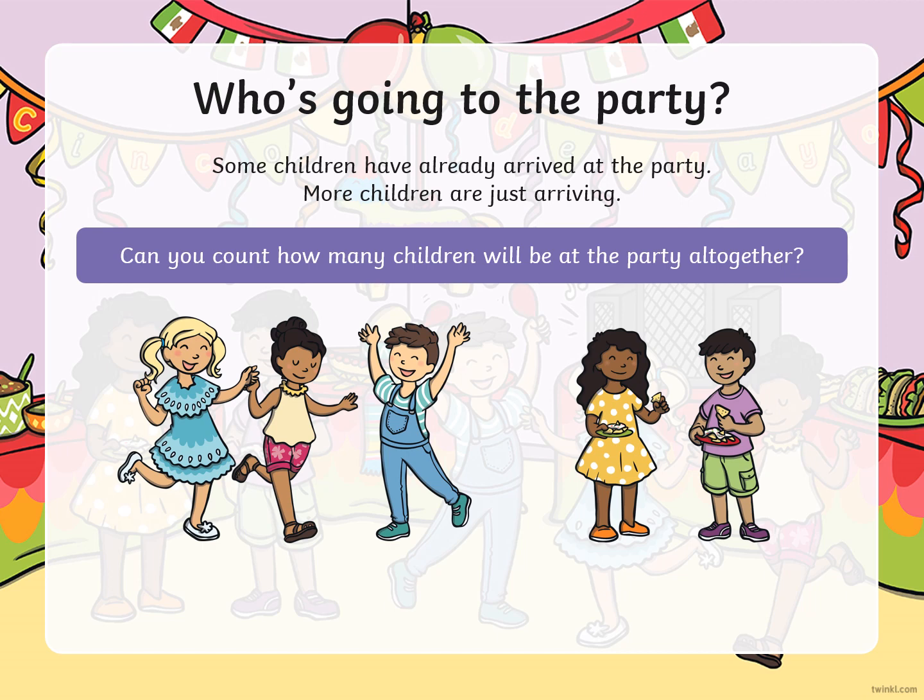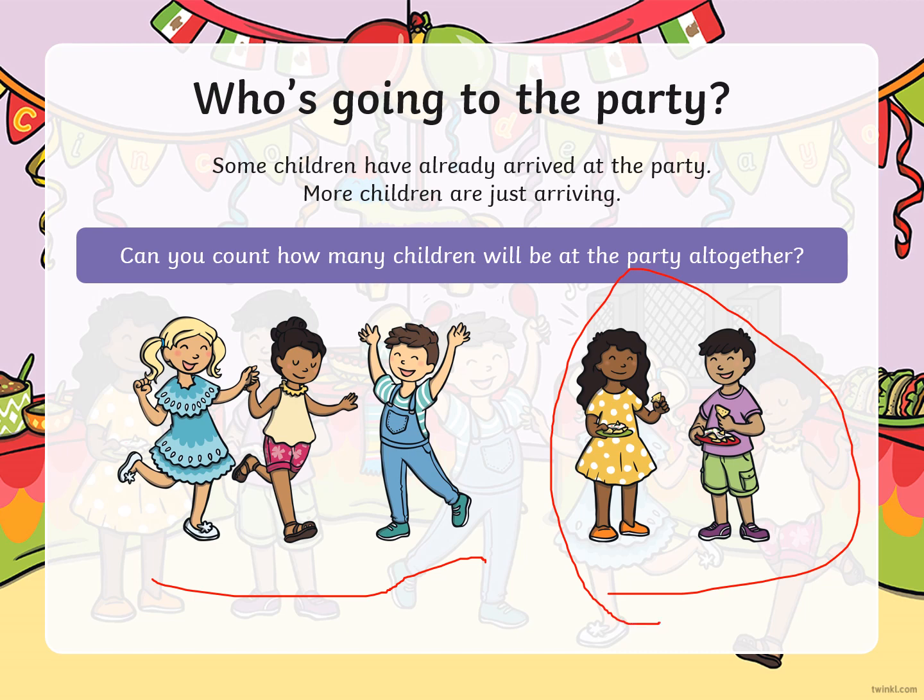So there's already 3 kids that arrived, and then there's 2 who just came. So if we put it together, how many do you think it will be? It will be 3 plus 2 equals how many kids? Let's try to count. 1, 2, 3, 4, 5. So it's 5. There's also another way.